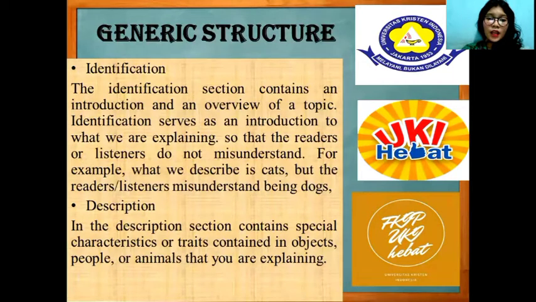And the other important part of the descriptive text is the description. The description section contains the special characteristics or traits of the object, people, or animals that we are explaining. In the text of the descriptive text, we can also call it the supporting and the concluding.